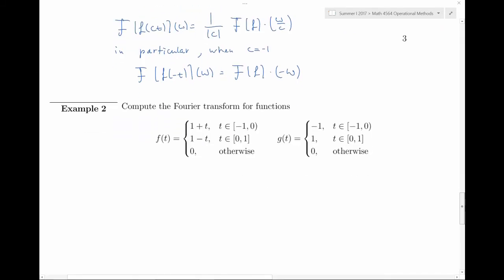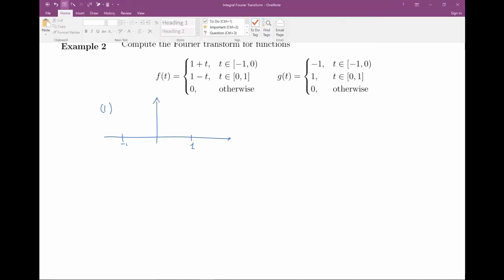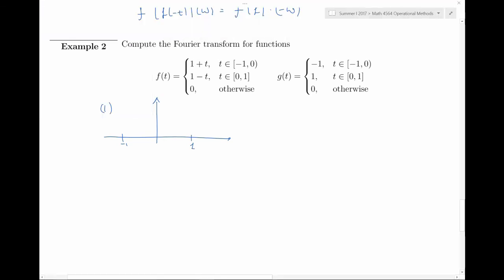Let's consider a few examples. First example, I'll look at the function that behaves like 1 plus t on the interval from minus 1 to 0, and like the function 1 minus t on the interval from 0 to 1, and it's 0 everywhere else. So this is a little triangle from minus 1 to 1.